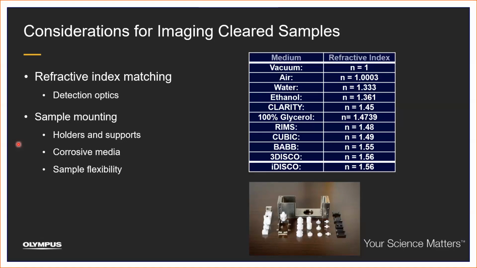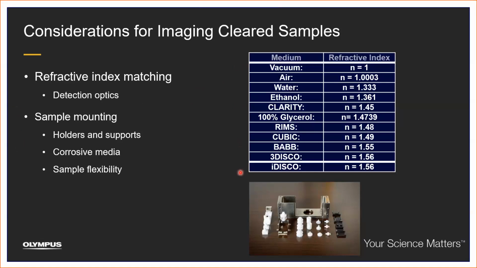Finally, let's discuss a few imaging considerations while imaging cleared samples. These include refractive index matching of detection optics with the sample media and sample mounting preferences. I would like to bring your attention to the fact that there are several different clearing methods, each with a different refractive index as noted in this table. And it is essential that detection optics are compatible with each of these clearing methods.